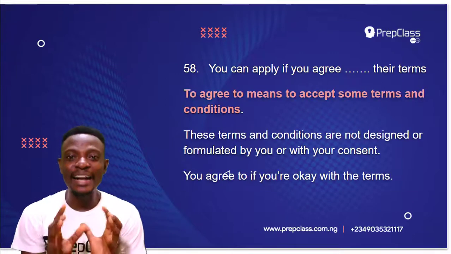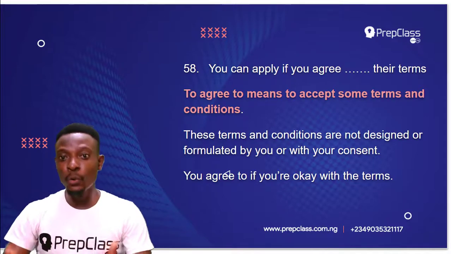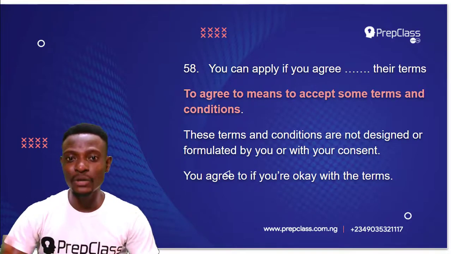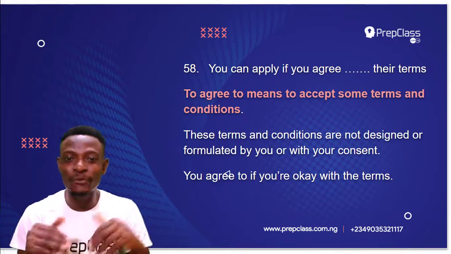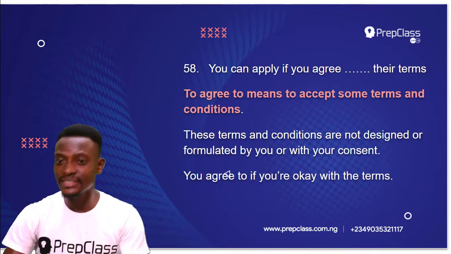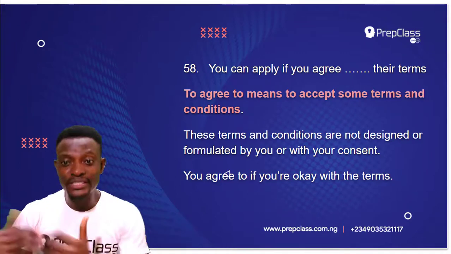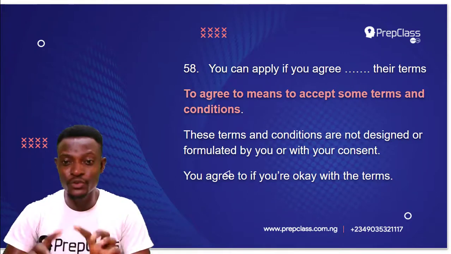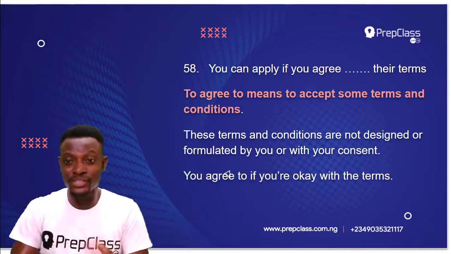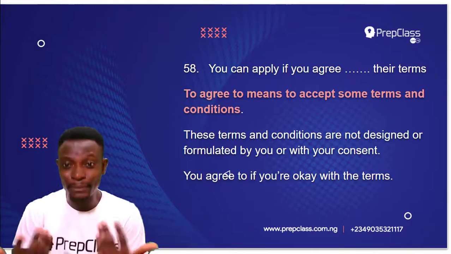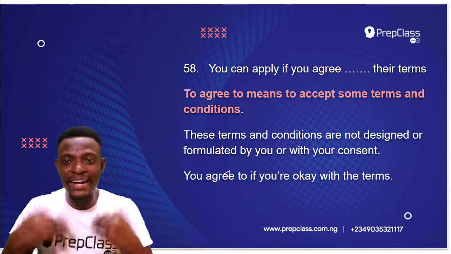Now, to agree to means to accept some terms and conditions. Now, these terms and conditions are not designed or formulated by you or with your consent. So if you are okay with the terms and conditions, it is left for you to agree to. You have to agree to because the terms and conditions are not designed or formulated by you or with your consent. So you agree to.